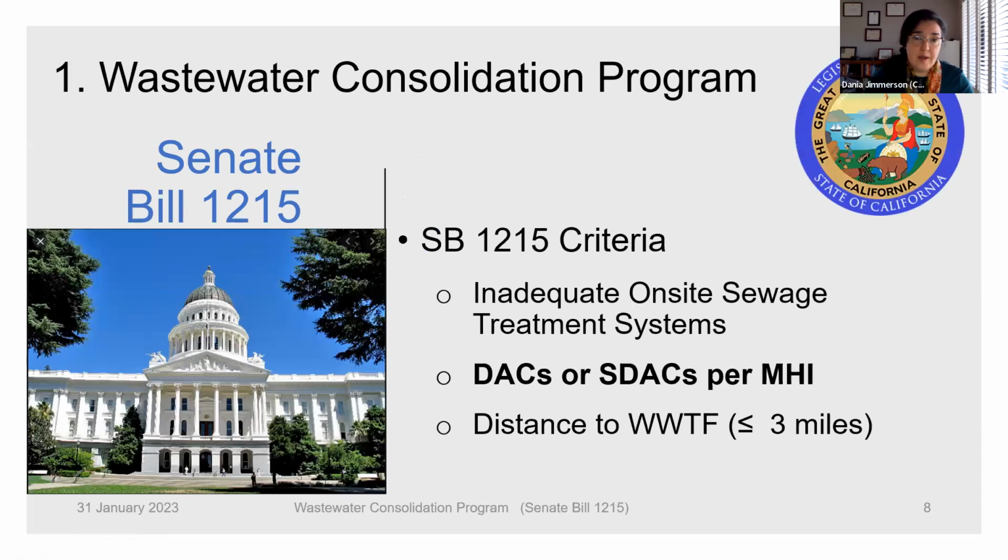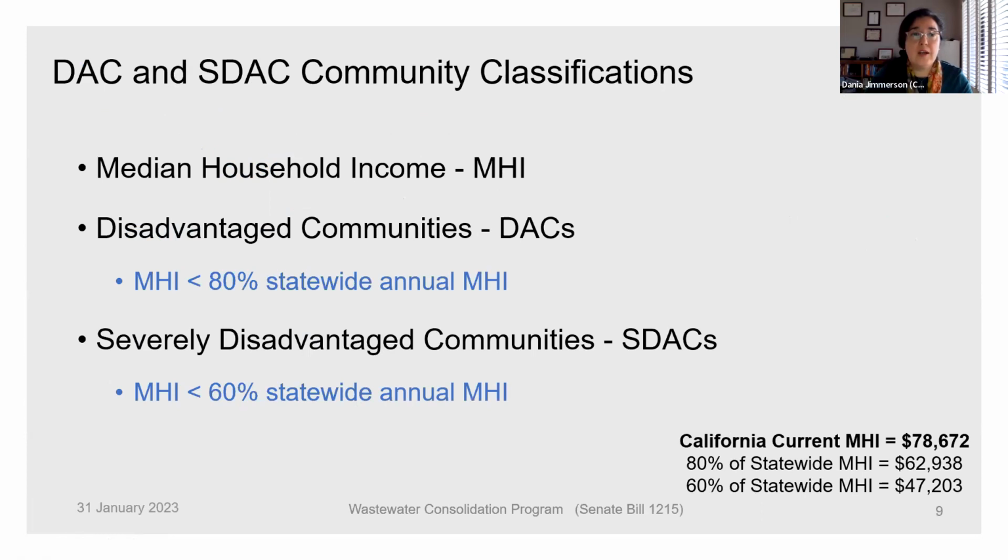So the second criteria listed in Senate Bill 1215 is that the communities have to be classified as disadvantaged communities according to their median household income. And so this is also a definition within the water code. So it's very clearly defined. And this is very important because it determines the possibility or likelihood of getting 100% grant funding if they are disadvantaged or severely disadvantaged communities.